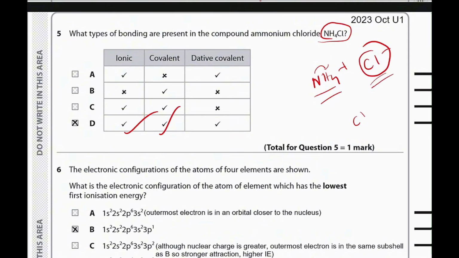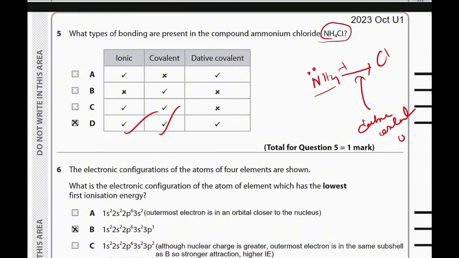Now if I talk about dative covalent bond, what is a dative covalent bond? A dative covalent bond is a covalent bond produced between two groups of atoms, where one group consists of an empty orbital while the other group consists of a lone pair of electrons. In this case, ammonia has a lone pair of electrons which it can donate to one of the empty orbitals to produce a bond, and this bond is known as a dative covalent bond. So in other words, we can say that a dative covalent bond is also present.